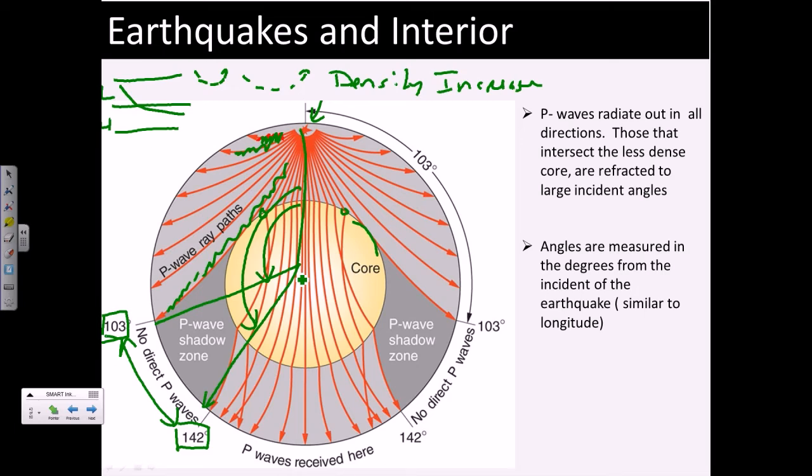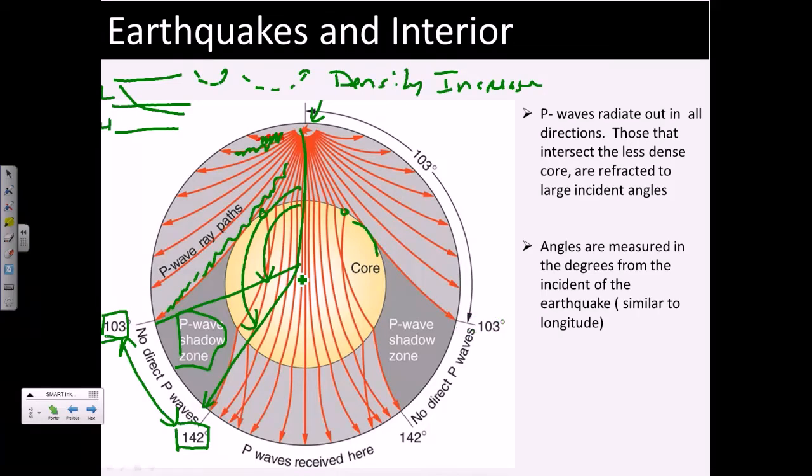It turns out that the core is higher density than the mantle, but the outer core is liquid, and liquid is slower material. So when P waves are traveling through a liquid or they're traveling through a gas, they're going to move at a much slower velocity than they're traveling through a solid. And that gives us wave refraction and bends those waves. So the area that is known as the P wave shadow is an area where we don't see any waves, and it's going to occur on both sides of the Earth.